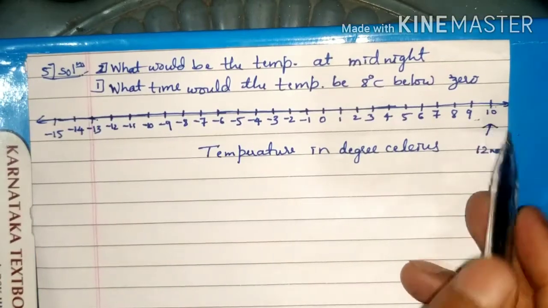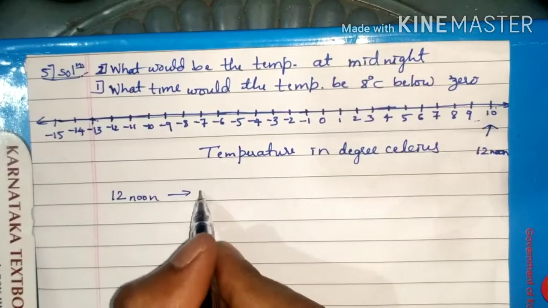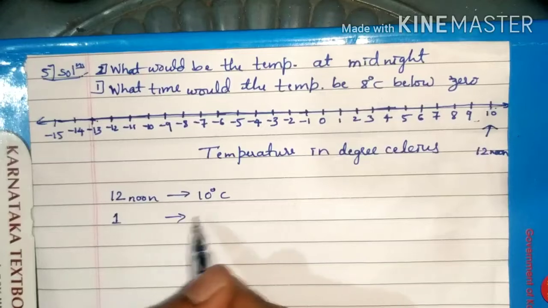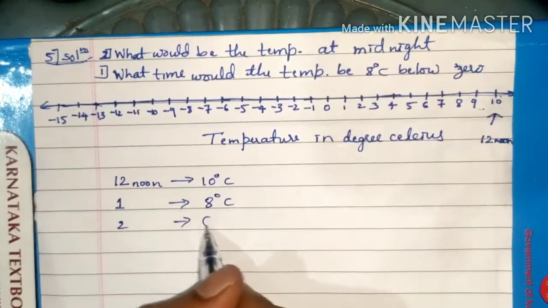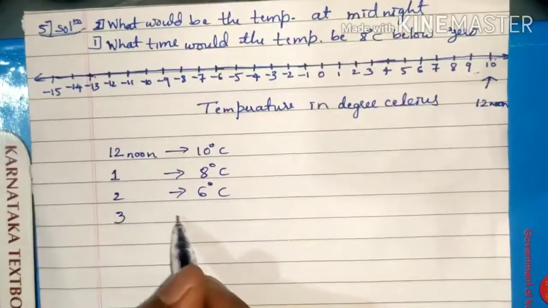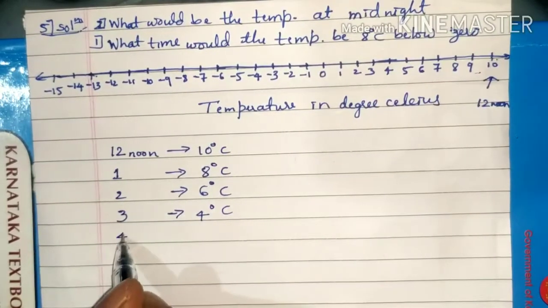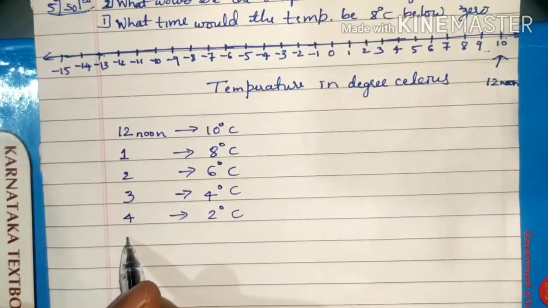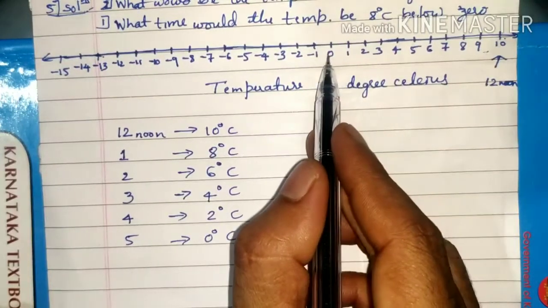So you can write here, at 12 noon the temperature is 10 degrees Celsius. At 1 o'clock it decreases to 8 degrees Celsius. At 2 o'clock 6 degrees Celsius, decreasing by 2. At 3 o'clock the temperature will be 4 degrees Celsius. Similarly at 4 o'clock it is 2 degrees Celsius. At 5 o'clock it will be 0 degrees Celsius. After that, minus.